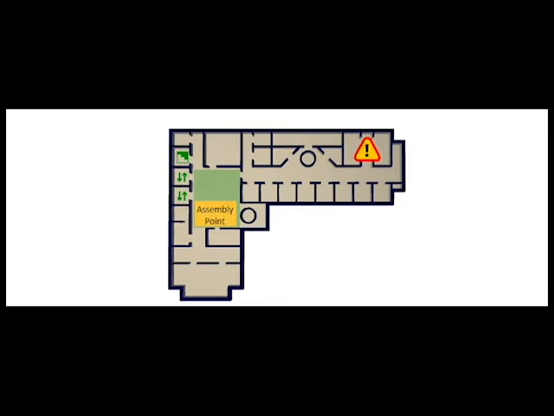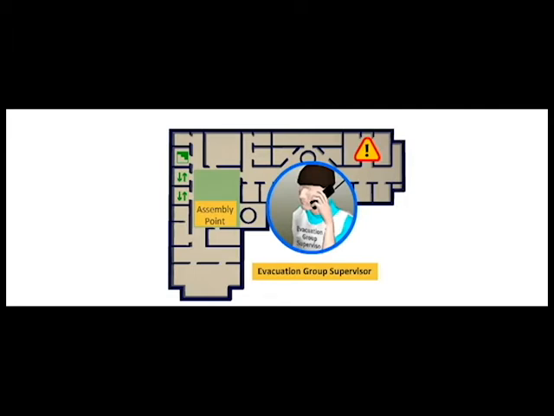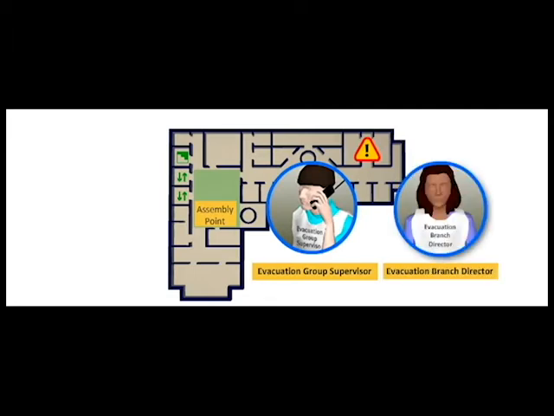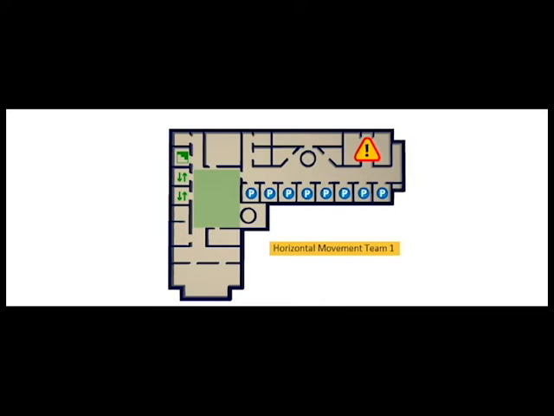Teams consist of 2 to 5 people from the affected and adjoining units, depending on staff availability, patient acuity, and patient mobility level. Each team has a team leader who reports to the evacuation group supervisor or evacuation branch director as assigned. Teams are identified numerically in order of establishment.